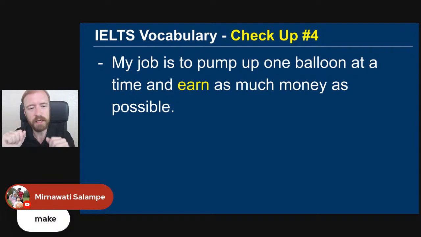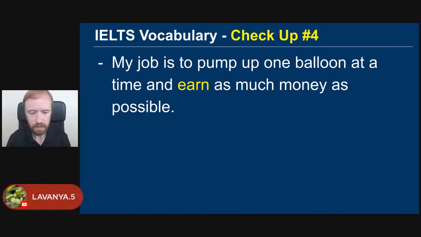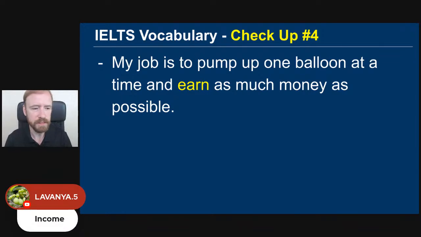because he says my job is to pump up one balloon at a time. So he's making these balloons one at a time. Sounds like maybe it's a little difficult job, like he really has to work. So earn is a good word, but if you said make, that's fine too. Income, and income is not a verb, so we cannot use income here.